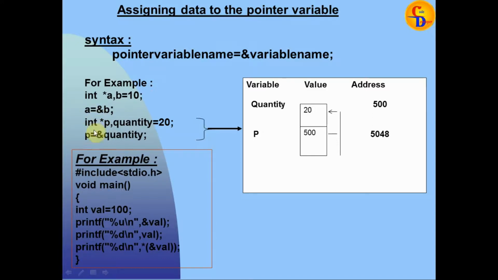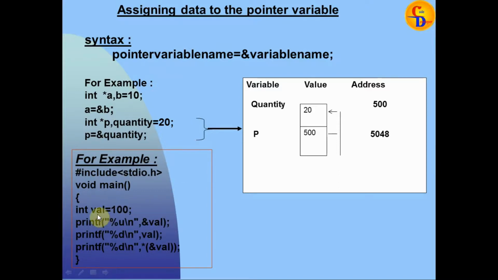So another example, int *p. The asterisk p refers to a pointer variable, as you already know. So quantity equal to 20. It is a variable, it is a value. The ampersand quantity, the address, is stored into the p variable.